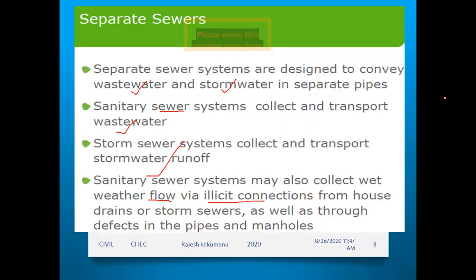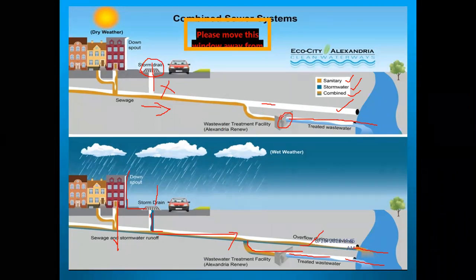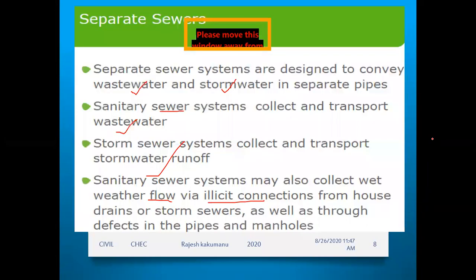There is overflow. If you see the figure here, overflow is passing and going to the environment, whereas in the separate system we have separate pipes and a separate treatment facility. Here the water is getting treated. That is what happens in the separate sewer system.